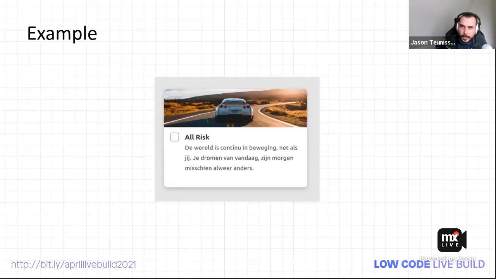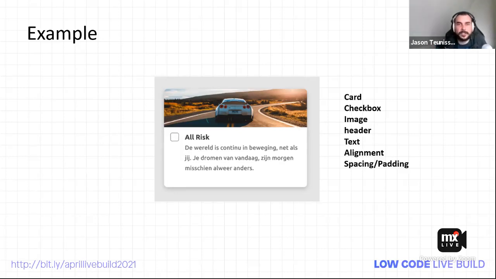As an example, we have this little card here. It seems quite simple, but we can break it down into little sections. We have the card, which has the rounded corners and the shadows. Maybe it has a hover state. There's a little checkbox on it.